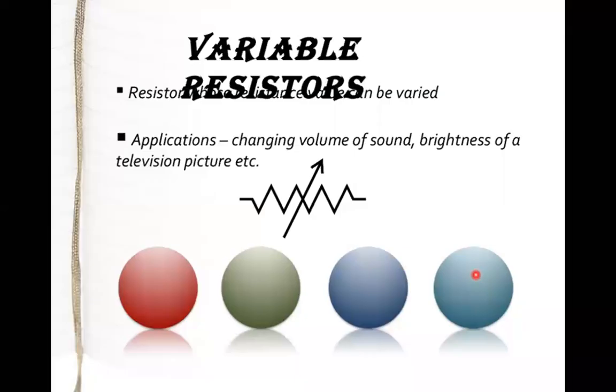Now the next is variable resistors. A resistor whose resistance can be varied, unlike the fixed resistance. So we have an option to change the value of resistance according to our own applications. So those are called variable resistors. Applications can be changing the volume of sound, brightness of television picture, etc. Even a fan regulator we use it.